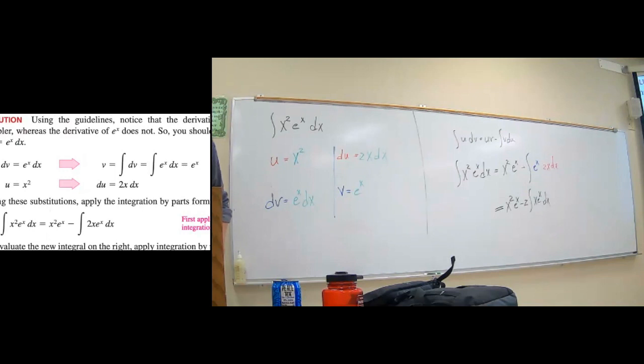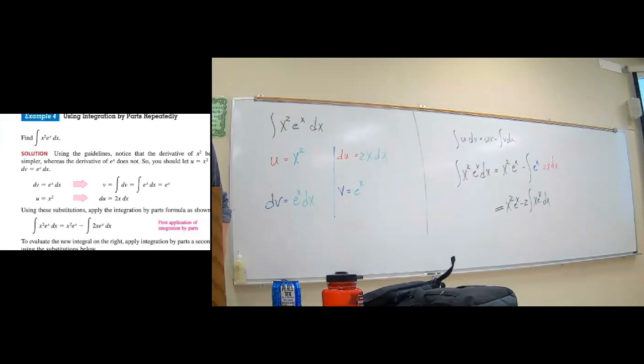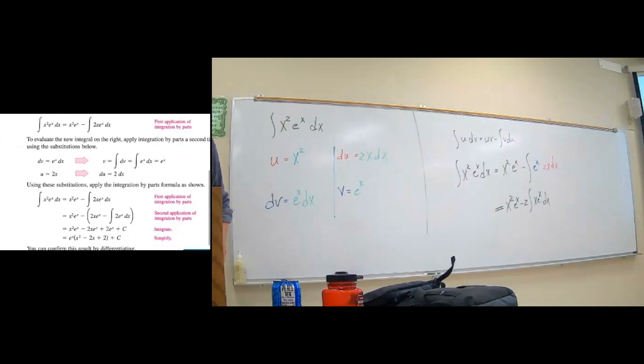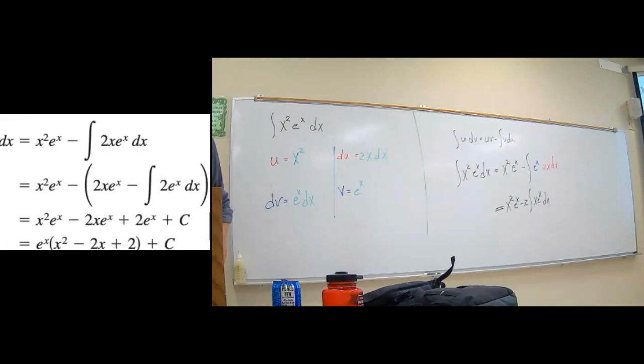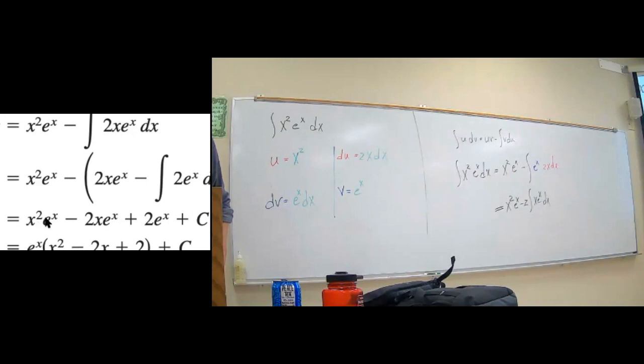Well, I don't know how to solve this. That means I'm going to have to set up another integration by parts. Setting that up, you're going to get x squared e to the x minus 2x e to the x plus 2 e to the x plus c.